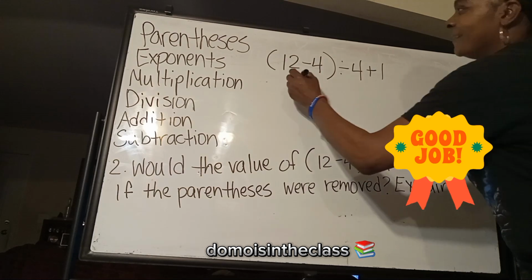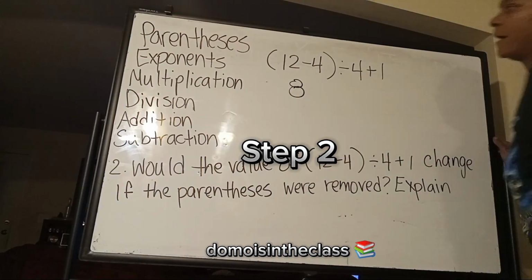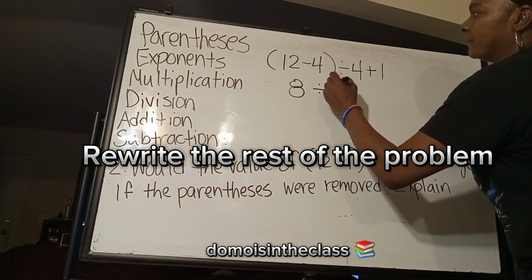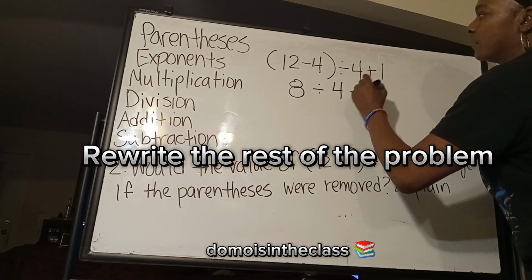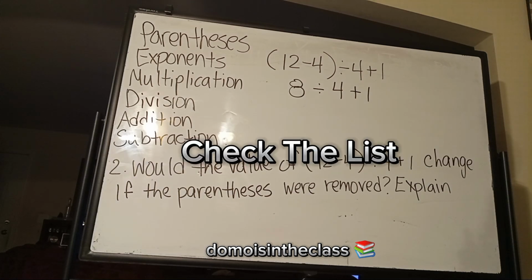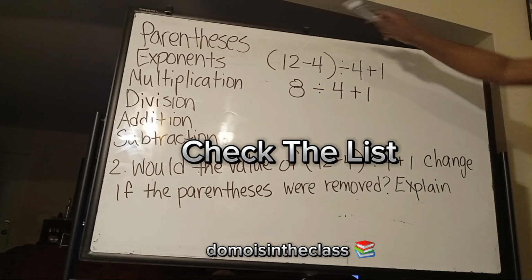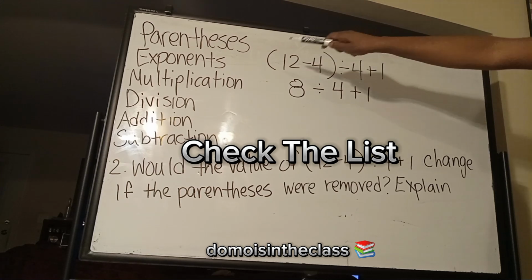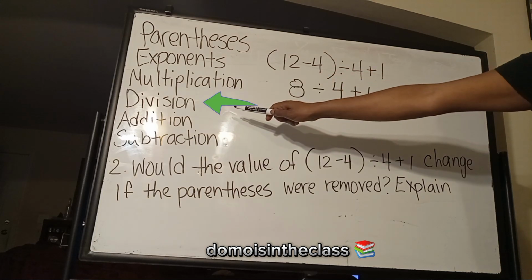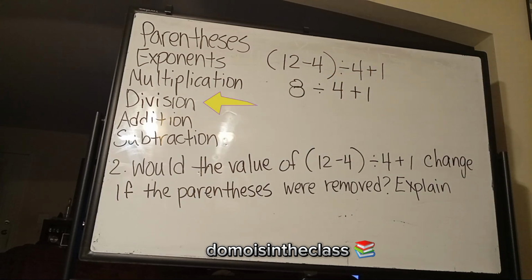You're on it. All right, so I like to put that right up underneath there. And we're done with the parentheses. So now we just rewrite the rest of the problem, divided by 4 plus 1. All right, and so now the order of operations means we have to do things in order. So parentheses we already used. We don't have any exponents. We don't have multiplication, but we do have division. So that's what we're going to do first.